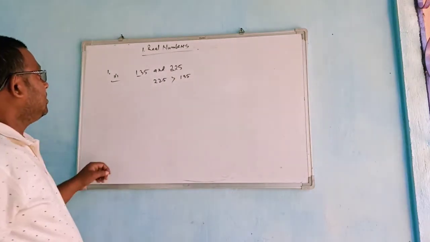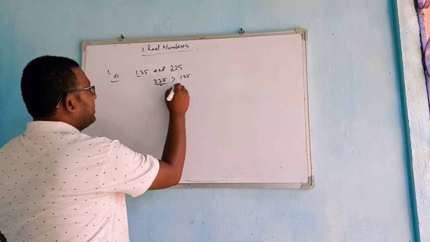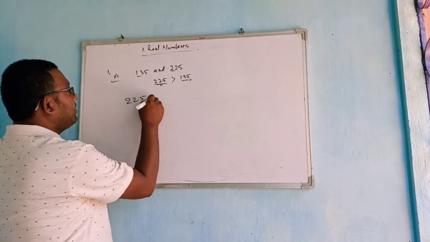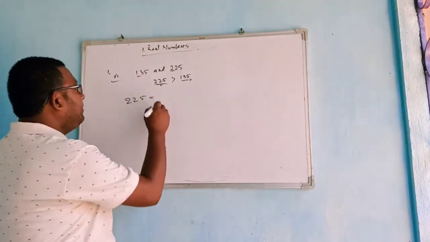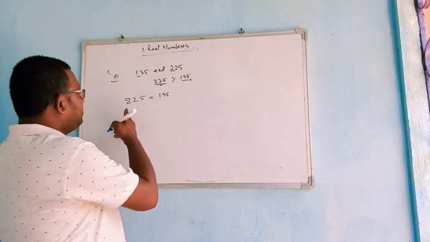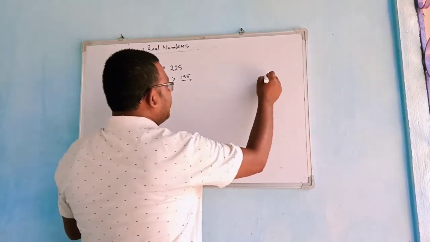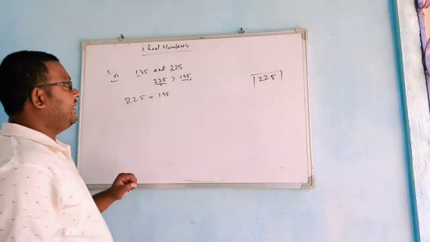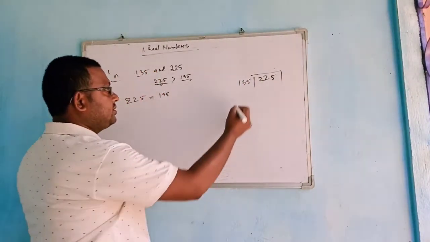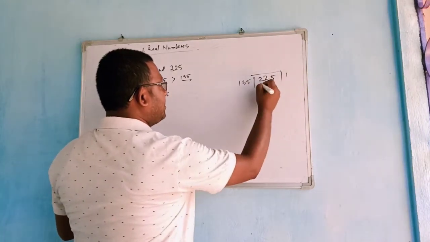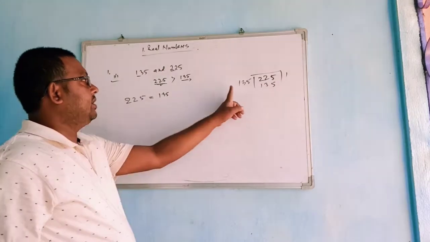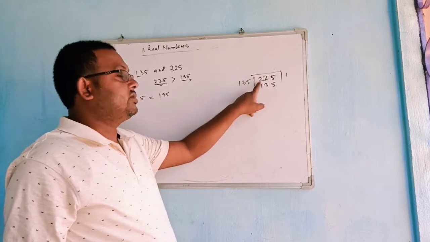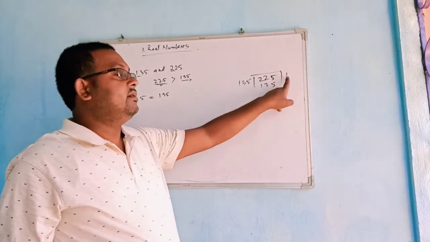So 225 is the dividend, and this is the divisor. Now we can write 225 equals 135 times something plus a remainder. How many times does 135 go into 225? One time. If you take 2 times, then 2 into 35 is 70, 2 into 1 is 2, giving 270, which is larger. So we divide by 1 time.